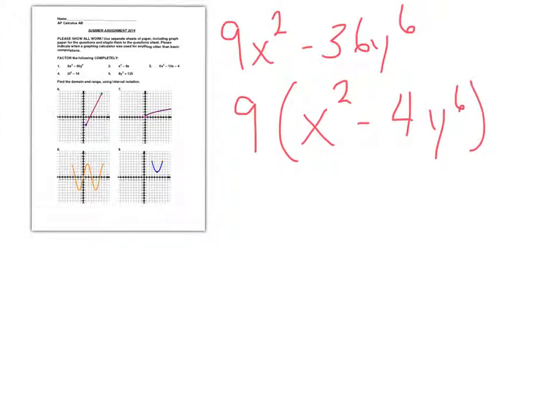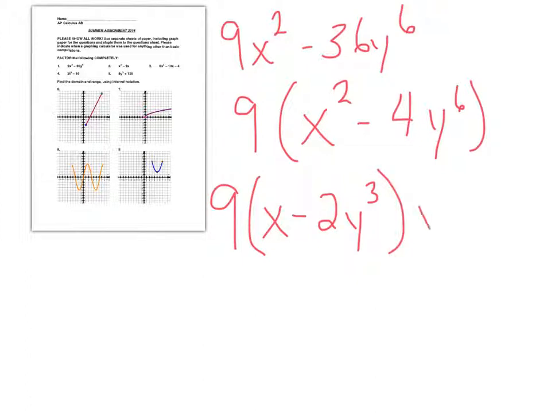Now one thing that we should notice inside of our parentheses here, this quantity, it is not a trinomial that we would factor in the traditional fashion, but it is a difference of two squares. The first term is a perfect square and the second term is a perfect square, so we can factor that using the difference of two squares rule to say that this is going to be x minus 2y cubed, because x squared is x squared and 2y cubed squared is 4y to the 6th, and then x plus 2y cubed. And then we have to ask ourselves, are all of these pieces factored completely?